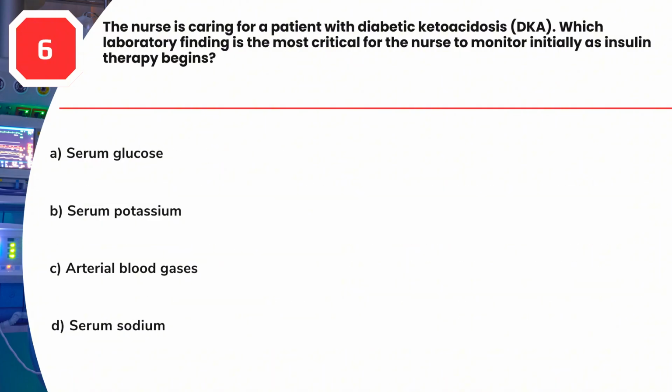Question 6. The nurse is caring for a patient with diabetic ketoacidosis, DKA. Which laboratory finding is the most critical for the nurse to monitor initially as insulin therapy begins? A. Serum glucose. B. Serum potassium. C. Arterial blood gases. D. Serum sodium.